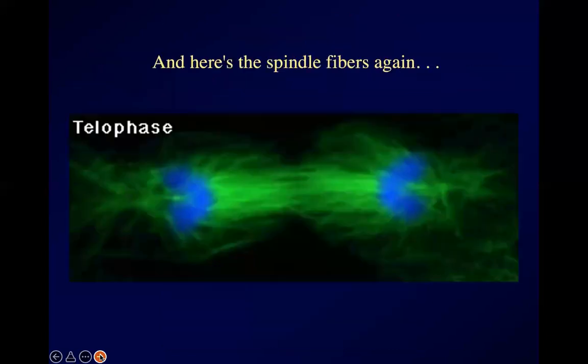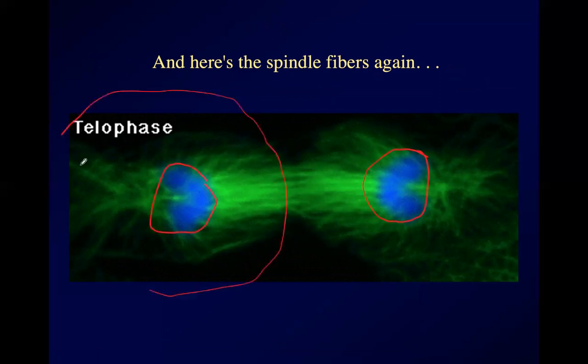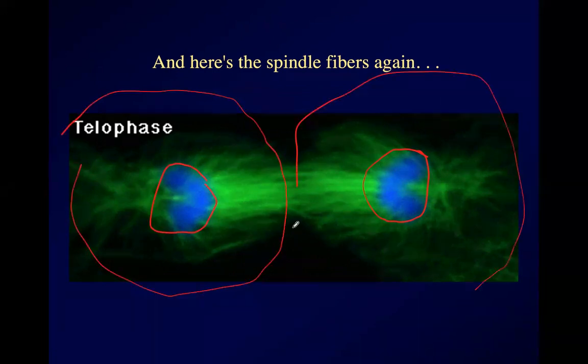And there's the spindle fibers again in telophase. You can see that we've now got two very distinct clumps of chromosomes, and each one of those will go on to form a new nucleus, and the entire cell will pinch off in two and we'll end up with something like that.